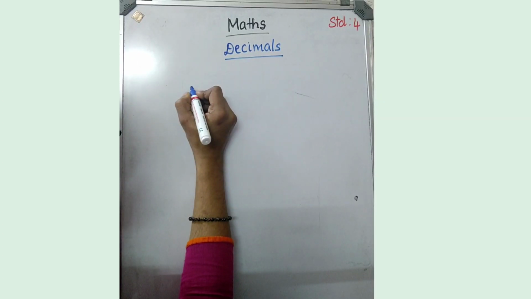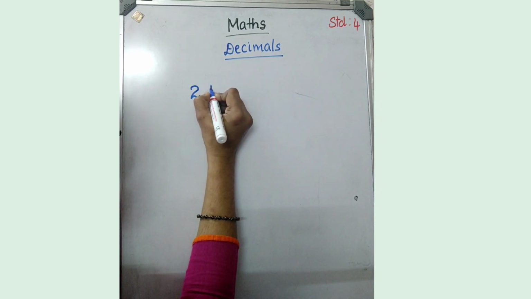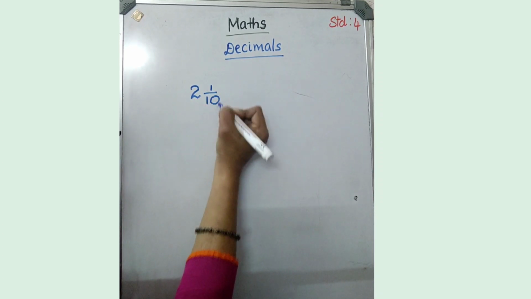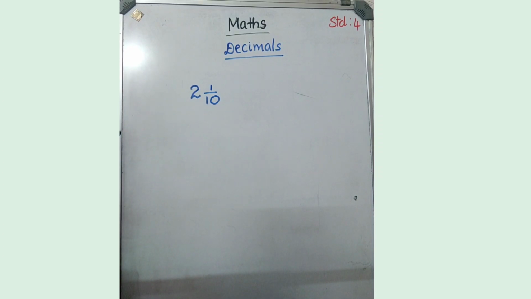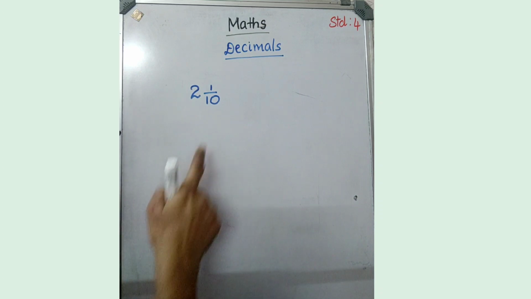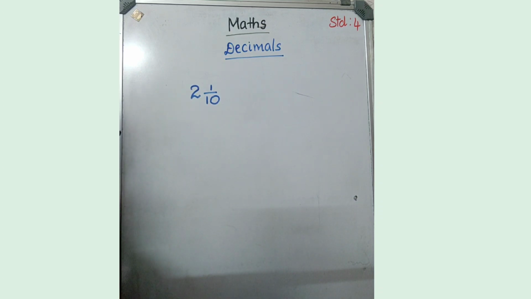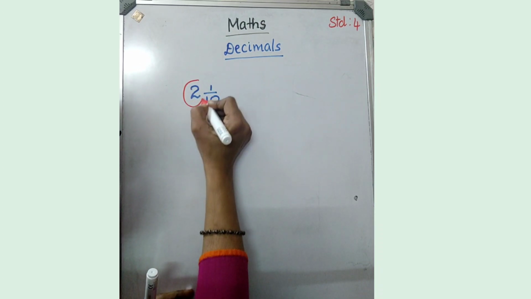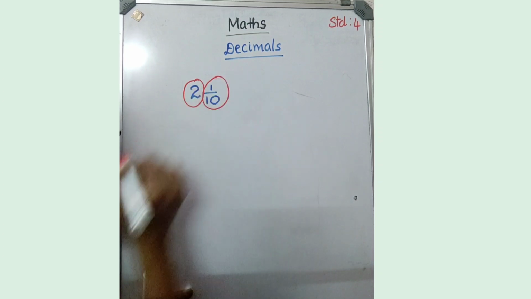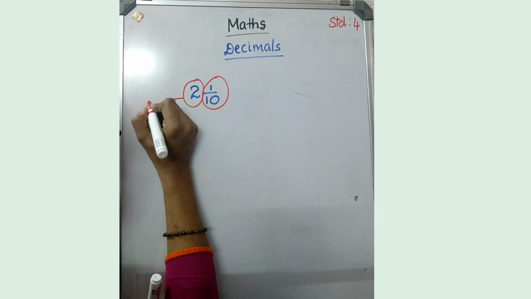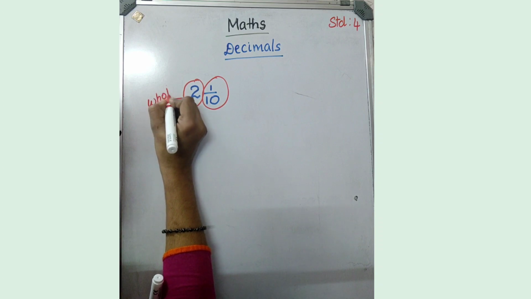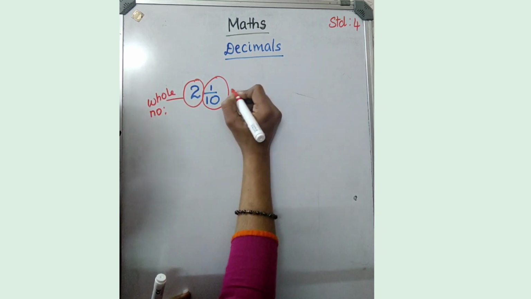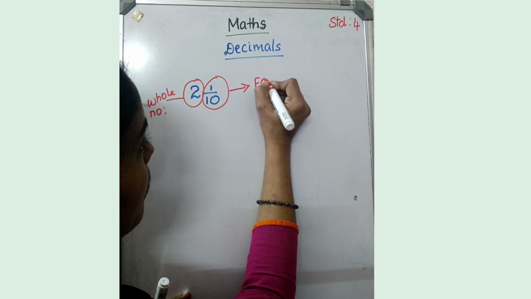All of you listen here. Look here. Consider the mixed number 2 and 1 by 10. We all know that this is a mixed number or mixed fraction. And we know that in a mixed number or mixed fraction, there is a whole number part and a fractional part. This is the whole number part. Whole number part, and this is the fractional part.